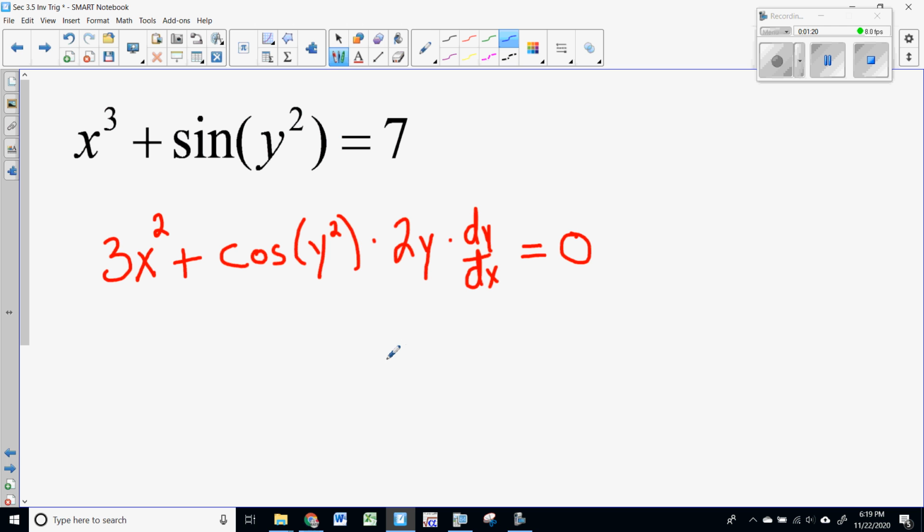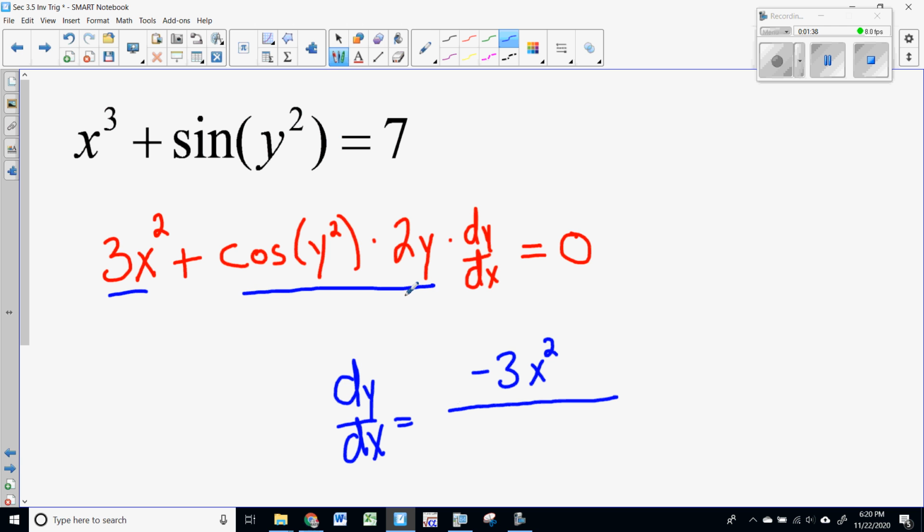The next thing we need to do is solve this for dy/dx. We can kind of see what's going to happen. This 3x squared is going to go to the other side as a negative. And all of this that is times the dy/dx, we're going to divide by, and get cosine of y squared times 2y. So there is my implicit differentiation of this equation. We need to use this technique to find the derivatives of our inverse trig functions.